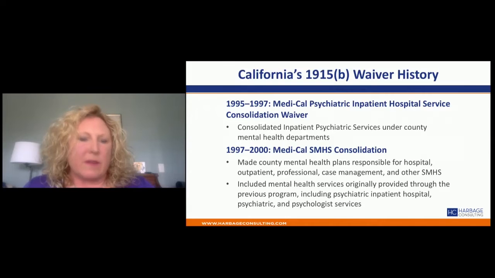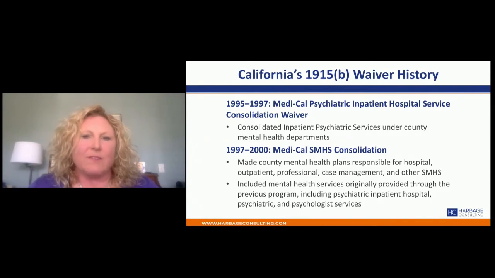Okay, then I'll talk a little bit about 1915(b) waivers in California. As Cindy mentioned, this waiver authority is a little more routine, a little less complex to set up and finance. But again, California has been in the waiver business and is committed to it for a long time. California used this waiver authority dating back to 1995, when it first put psychiatric inpatient hospital services into county mental health departments. Again, that emphasis on the counties and the focus on local control as well as financing structures. So that was the first waiver.